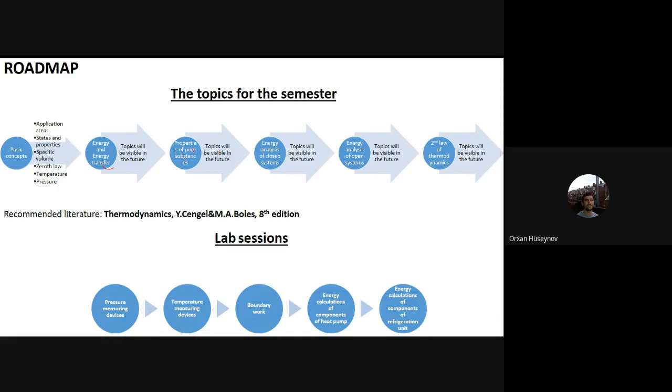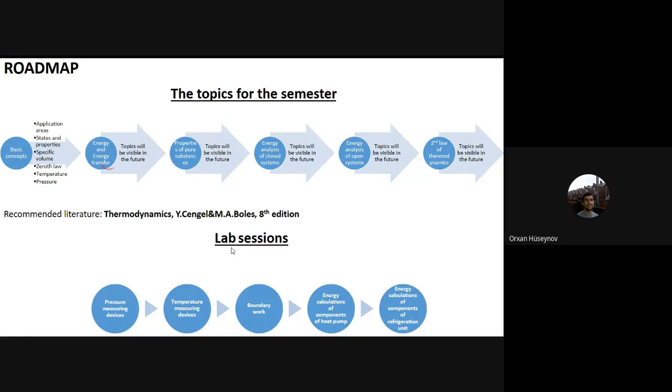And then we'll talk about the properties of pure substances, especially water and air. So we'll look at their properties. And then we will analyze closed systems for the next one. And then open systems, we will analyze energy, and then the second law of thermodynamics. With this one, we will finish our semester. Okay, this is the roadmap for the semester.